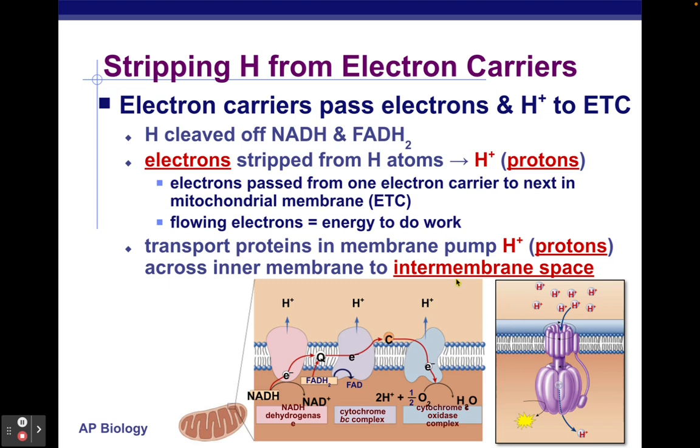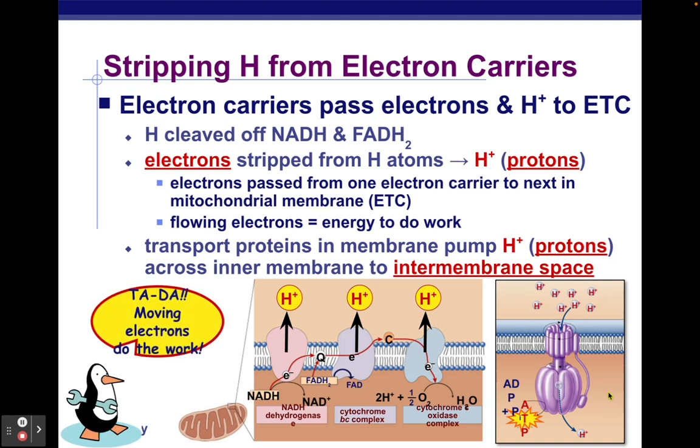Ta-da! Does this picture look familiar to you guys? All right. So here we go. We're looking at this happen like I just showed you guys. Now we have all these hydrogens out here. What's going to happen? They're going to flow in. This is going to turn, and then we're going to make some ATP.